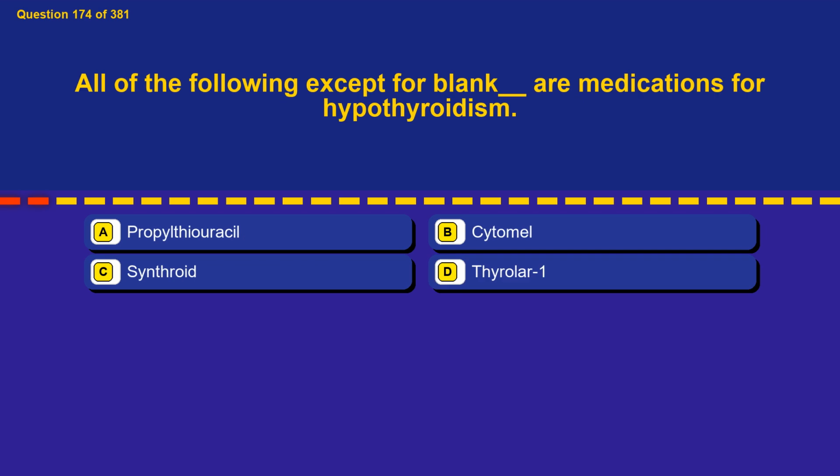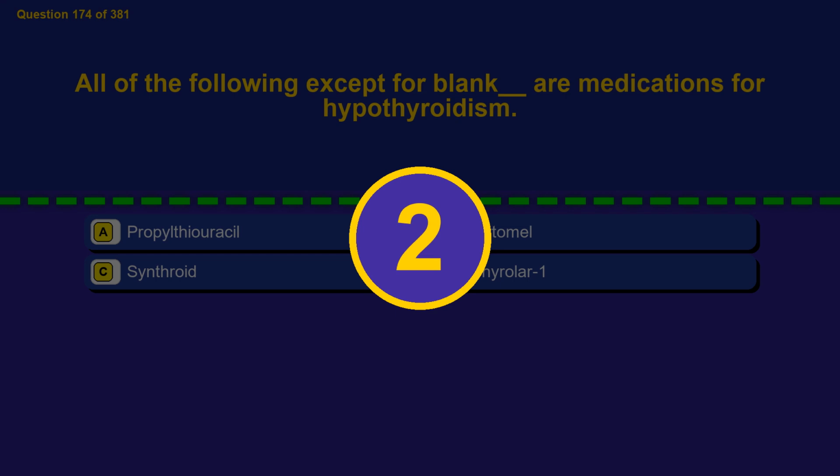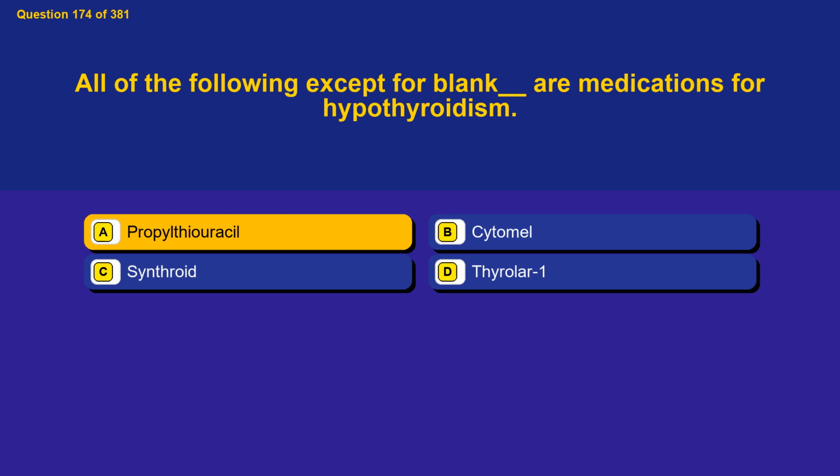Question 174. All of the following except for blank are medications for hypothyroidism. Option A, propylthiouracil. Option B, Cytomel. Option C, Synthroid. Option D, Thyrolar. The correct answer is option A, propylthiouracil.